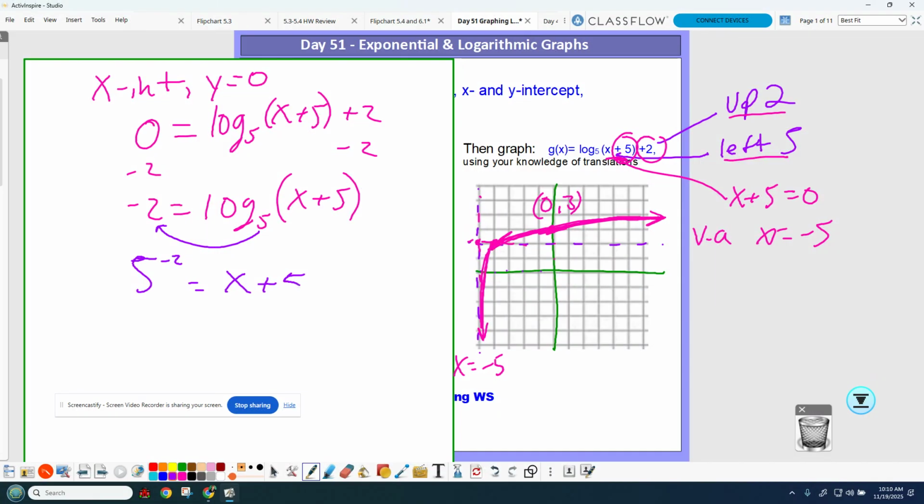Make the base to the negative power equal the argument. Base to the other side equals the argument. Okay, right here, 5 to the negative 2. If I want that to be a positive exponent, what is it? 1 over 5 squared, or 1 over 25?